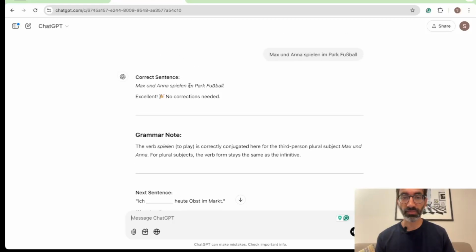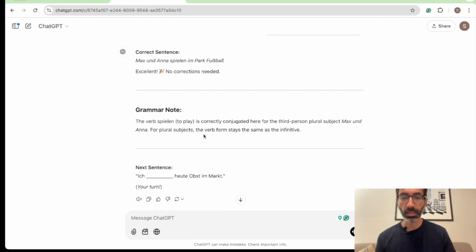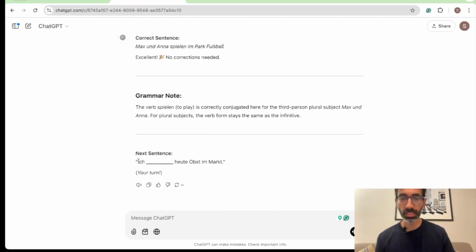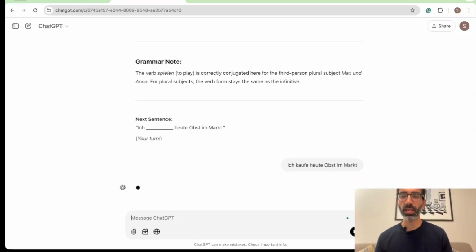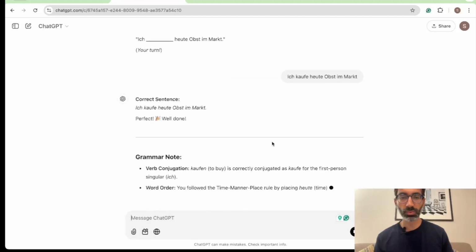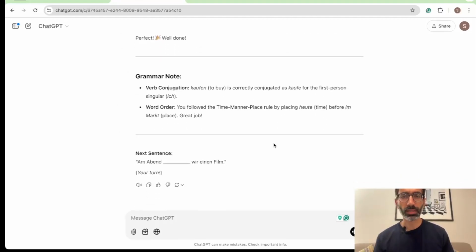So let's say if your answer is correct, it's going to give you an explanation. If it's wrong, it's going to give you a small grammar note of why that answer is not quite correct. So let's try one last sentence. Ich dash heute Obst in market. So let's see if we can do this. So Obst is probably something you buy at a market, if you don't know what that word means, and the word for buy is kaufe, so it's correct, right? So again, forming a sentence for the first time, I don't have to do everything by myself. I can just start with simple words.